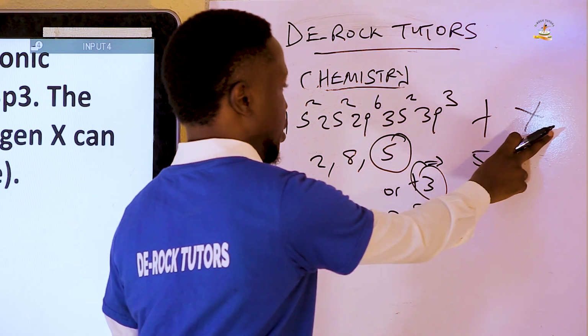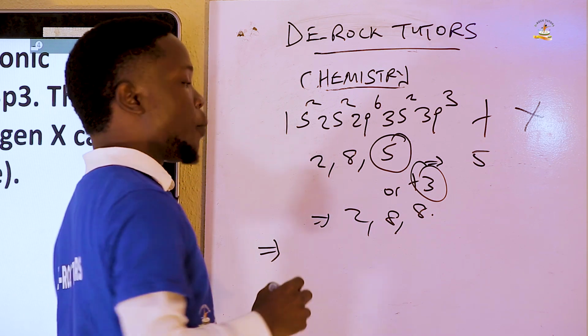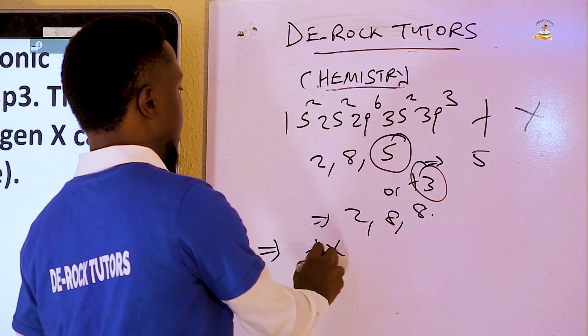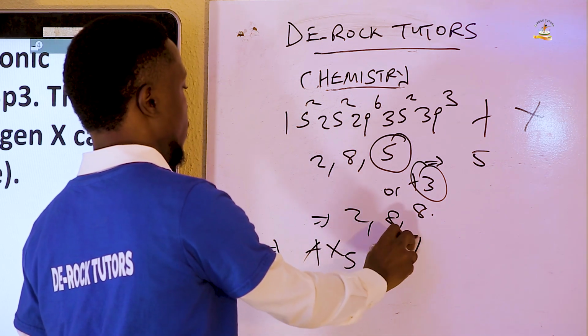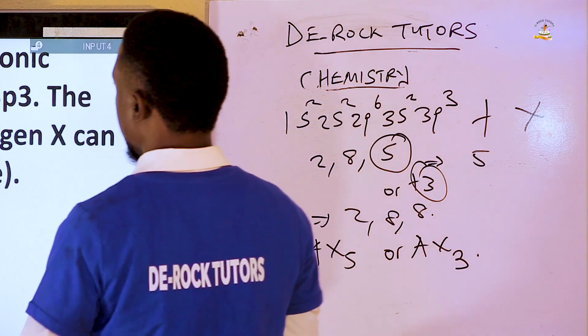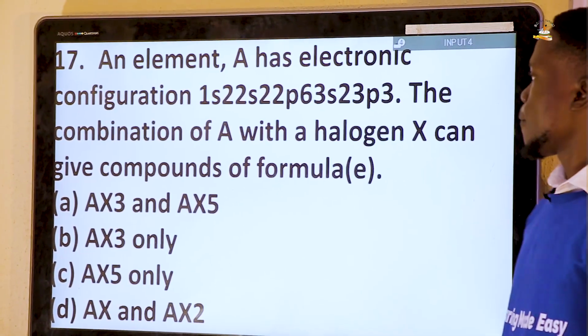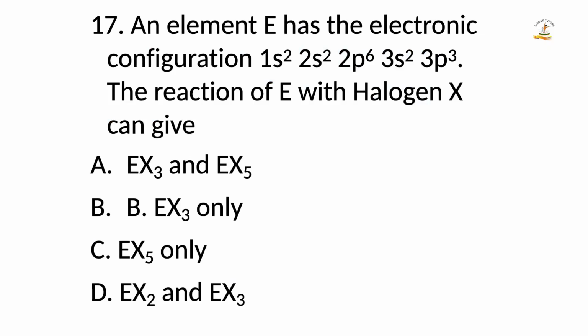And X is a halogen. So that means that the compound that will form will be AX5 or AX3. So the answer is A. AX3 and AX5 are the compounds that will be formed.